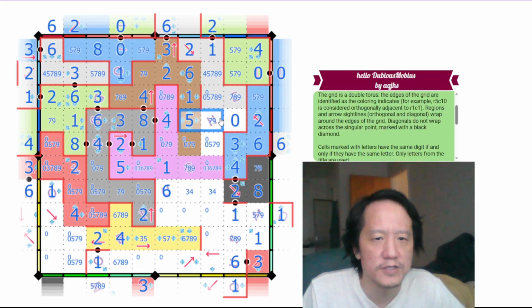Brown. So this has to be brown because it has to be 5. So this is guaranteed to be a brown. And all the brown region is done. We have 1, 2, 3, 4, 5, 6, 7, 8, 9, 10. So the brown region is all done. So that's all done.